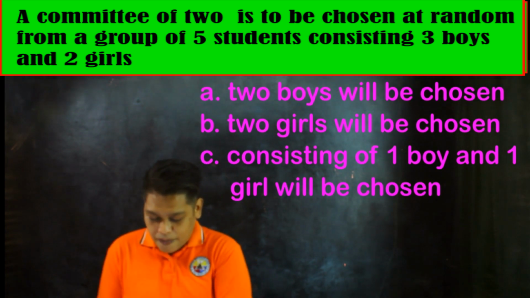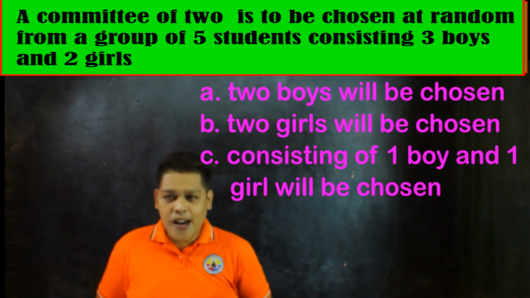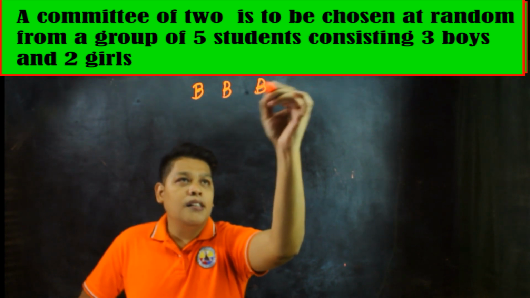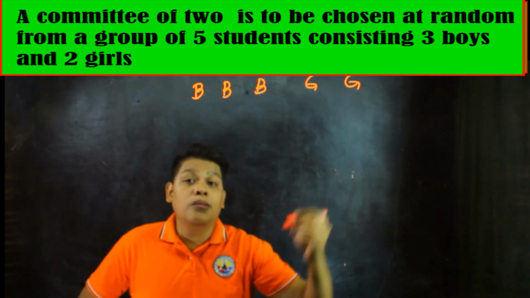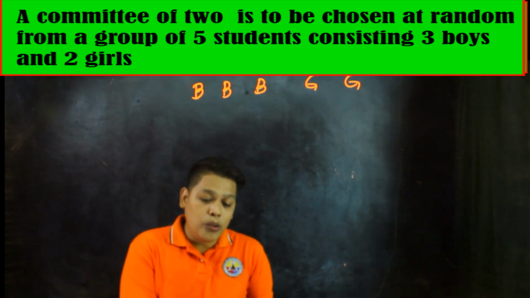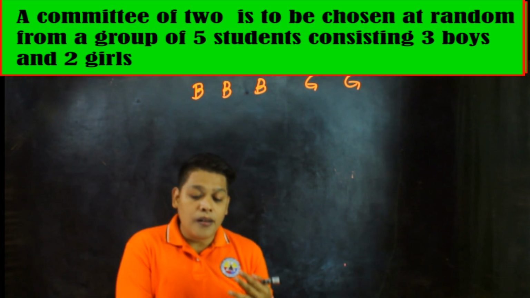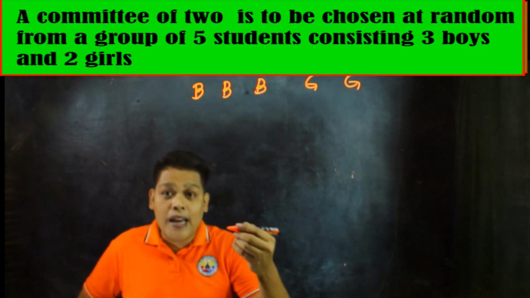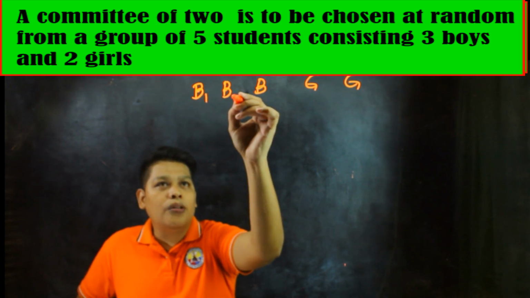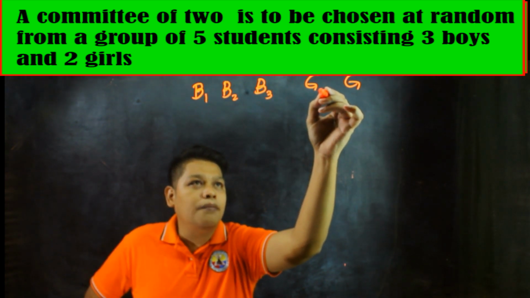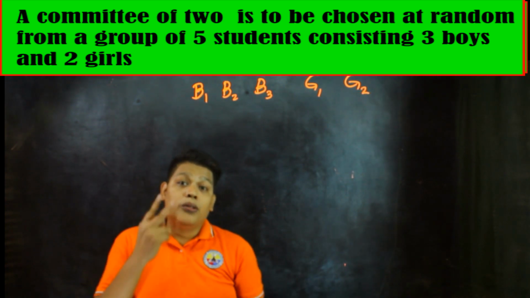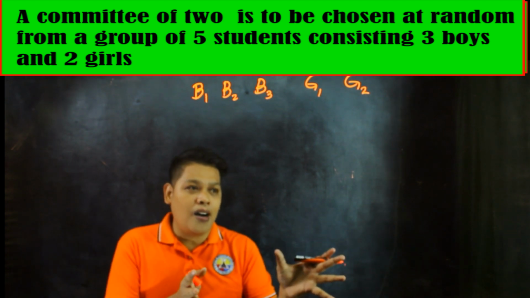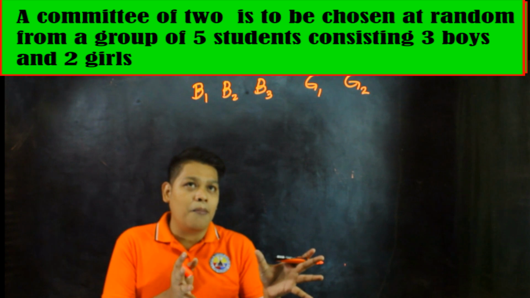So let's have a diagram. We have 3 boys and 2 girls. Two will be chosen at random from the group of 5 students consisting of 3 boys and 2 girls. We will label them boy 1, boy 2, boy 3, girl 1, and girl 2. Two will be chosen for the committee. So first, we will expose the possible sample space here.